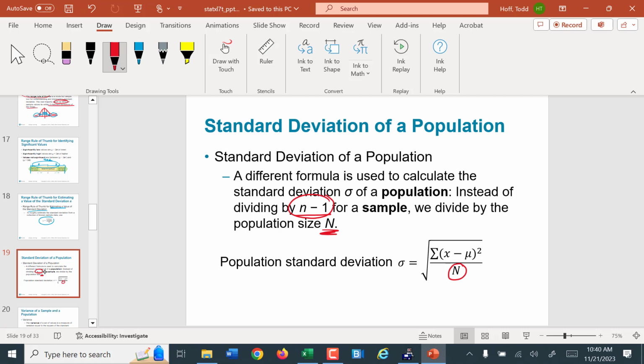If we're looking at a sample, once we know the mean of the sample, then once we get to most of the values with only 1 left, that last value is determined. It has to be the correct value to give us the sample mean that we've already calculated.